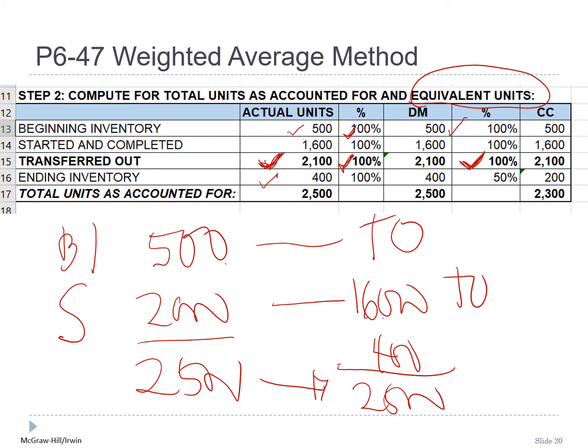Kaya for transferred out, 2,100 ang EUP for direct materials. Ang conversion cost mo is also 2,100. Kasi laging 100% complete yan pag weighted average. Sa lahat ng problem ganun. Basta weighted average, transferred out is always 100%. Yung ending inventory lang magmamatter yung percentage of completion provided in the problem.